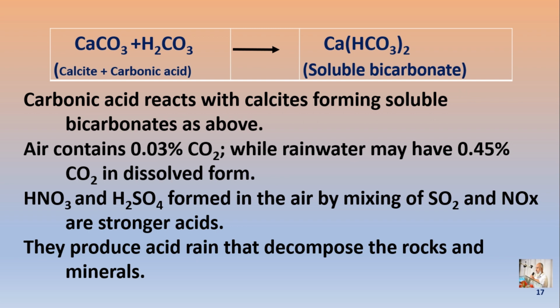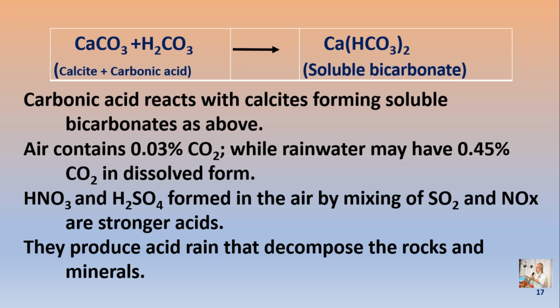Carbonic acid reacts on calcites, forming soluble carbonates and bicarbonates. This is the reaction you can see: calcite plus carbonic acid gives soluble bicarbonate. Air contains 0.03% carbon dioxide, while rainwater may have 0.45% carbon dioxide in dissolved form. Air has less, rainwater has more.